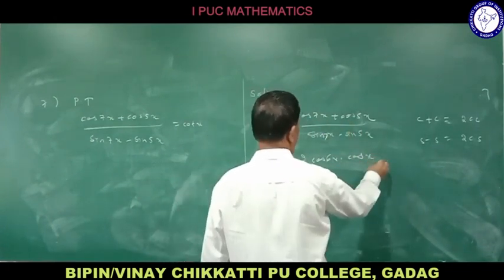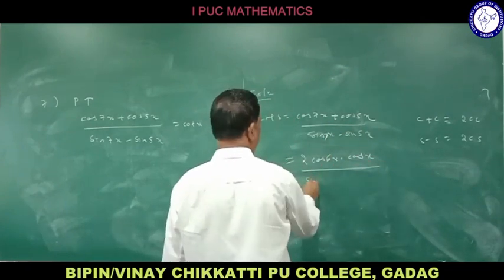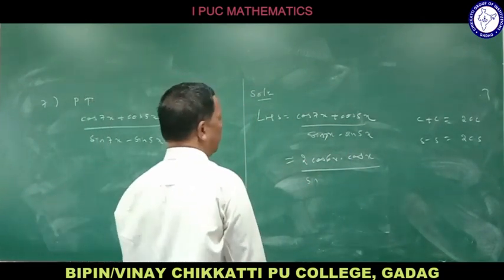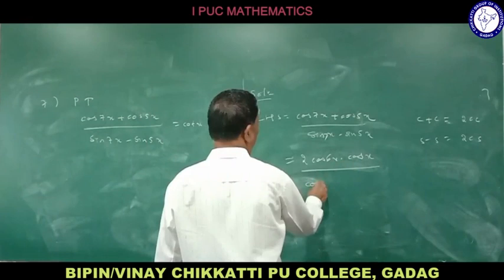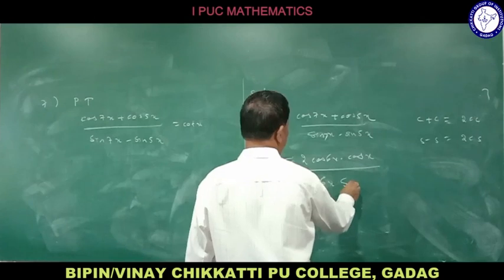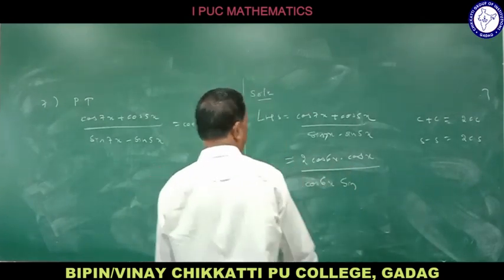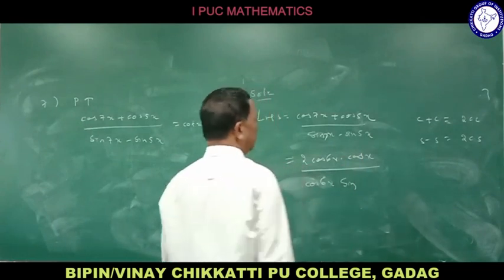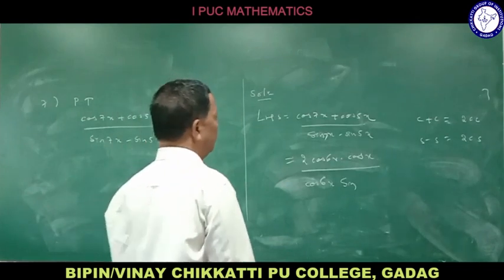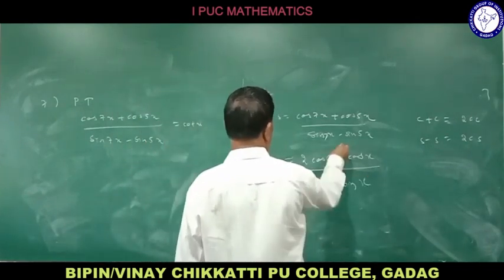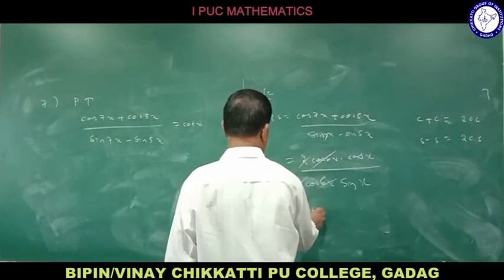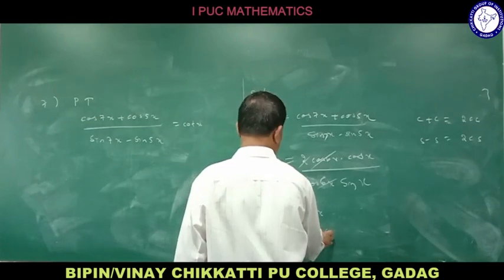That means cos x, divided by 2 sin of (7 plus 5) by 2. Here cos 12 means 6x, and next, sin of (7 minus 5) by 2. 7 minus 5 is 2, and 2 by 2 is x. So cancelling, and here it is also cancelling. So cos x by sin x is cot x, and this is the RHS.